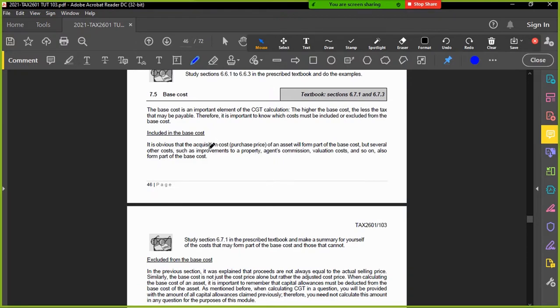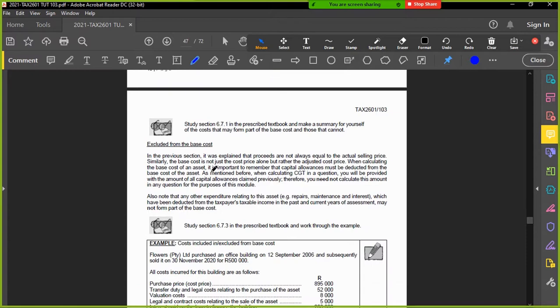Okay, here's a list of those costs, including the base costs. It is obvious that the acquisition cost of an asset will form part of the base cost, but several other costs such as improvements to property, agents' commission, valuation costs, and so on are also part of the base costs. See, these are costs associated with the actual purchase. Does that make sense? Yes. Excluded from the base cost, this is important: capital allowances must be deducted from the base cost of the asset. There's the notes.